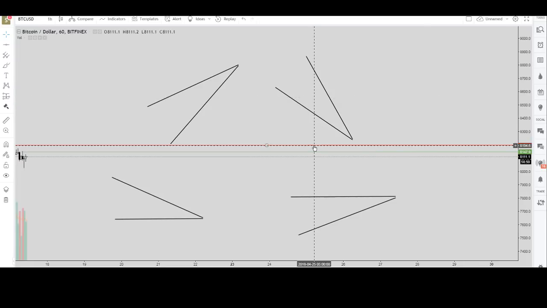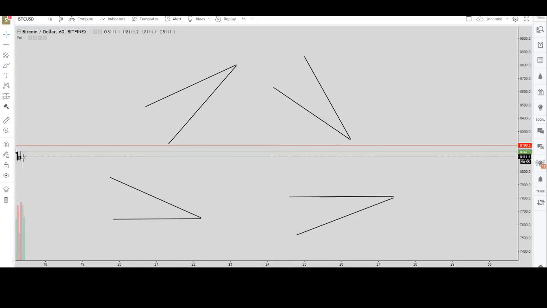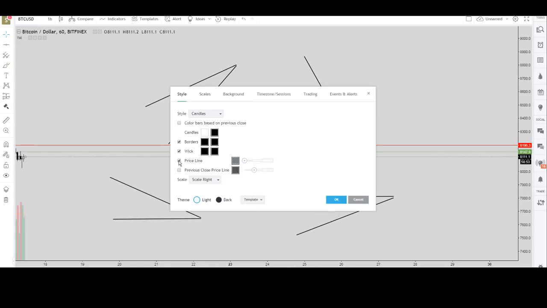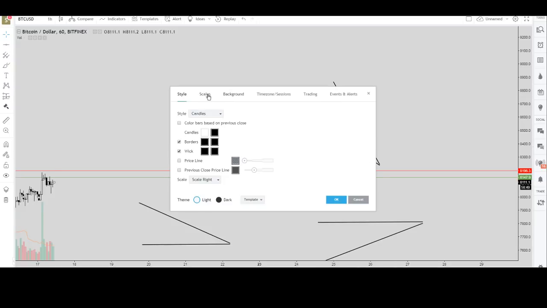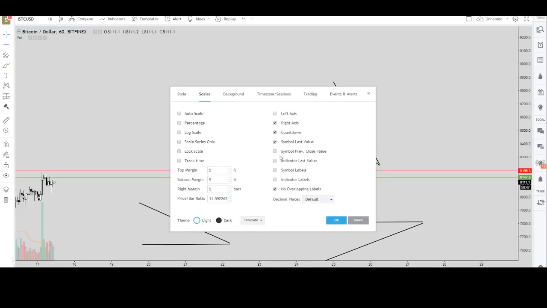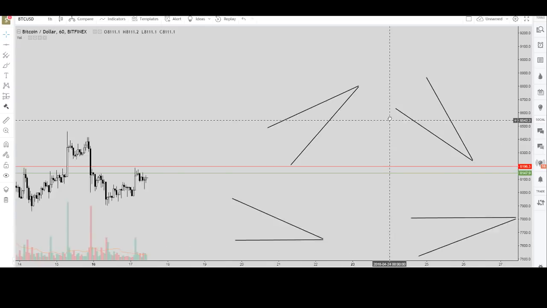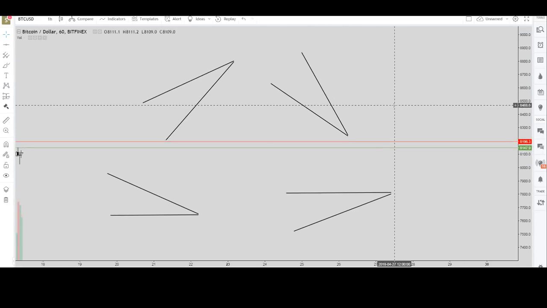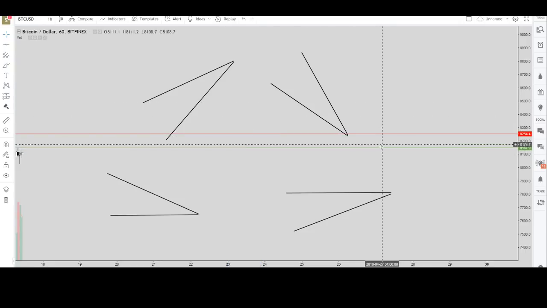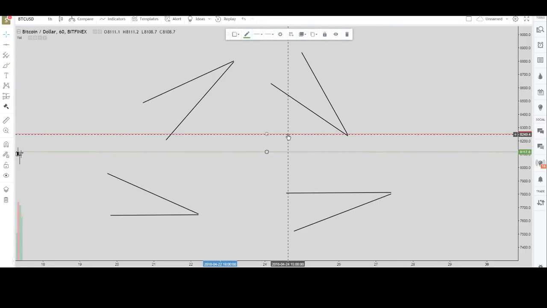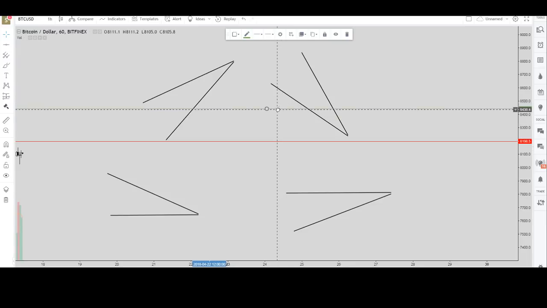Okay, the two lines that I have here, first off, let me just turn off this price line so we get it out of our way. And we're going to turn off the price as well. Okay, now we're all set. So the two lines I have here, the red line is going to be our stop loss, and our green line is going to be our entry point. So the first thing we're looking at is a rising wedge, which is typically a bearish pattern.